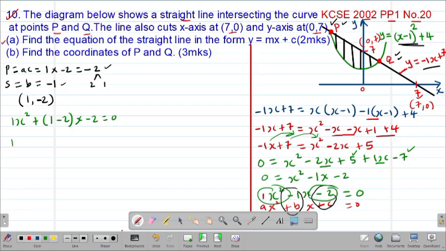So clearly, this is 1x squared. Then this will be plus 1x, then minus 2x, then minus 2, which should be equal to 0.